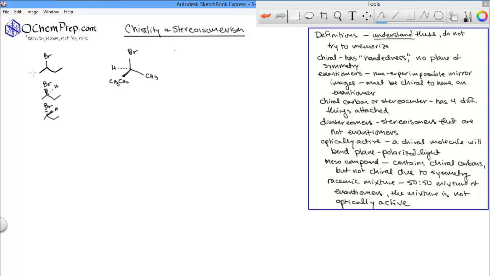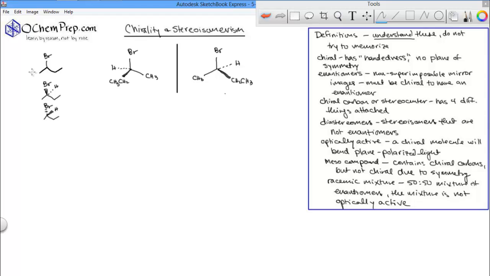If I have a mirror in between, so this line is going to be the mirror, and then I redraw this molecule through this mirror. I have my CH3 here going up to my carbon with my bromine. These are both in the plane of my tablet. And then this is coming out at me. There's the ethyl group. And the H is going back. So these 2 compounds are mirror images of each other.